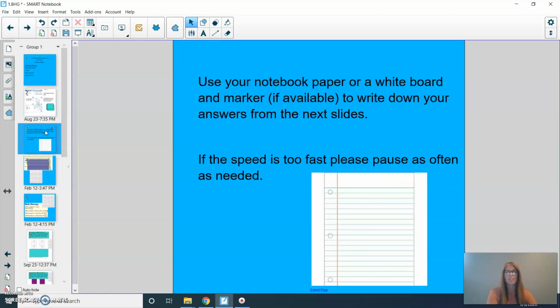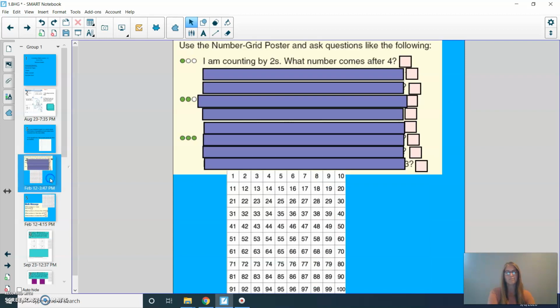We'll put our math journal to the side, and if you could take out your whiteboard and marker if available, or a notebook and pencil. If the speed is ever too fast, please pause as often as needed. Boys and girls, if you have that number grid poster next to you, please refer to that.